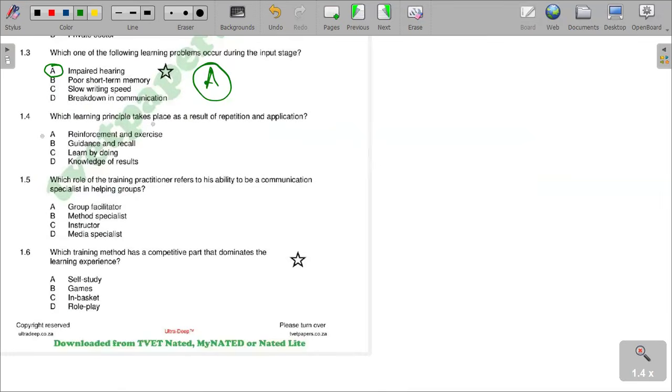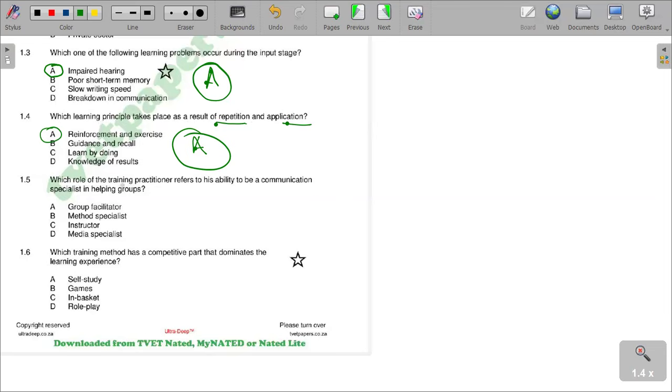Which learning principle takes place as a result of repetition and application? You can find that repetition and application is for the reinforcement and exercise principle. Reinforcement and exercise principle, which is A. Let's go to number 1.5.